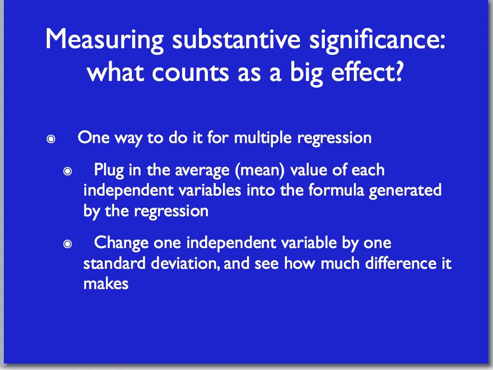One way that people often do this for multiple regression is they plug in the average or mean value of each independent variable into the formula generated by the regression. So suppose the mean value for oil wealth was 0.5, you'd put that in the regression. You do that for all of the variables, and it comes up with some prediction of what the dependent variable should be. Then you change one independent variable by one standard deviation and see how much difference it makes. If it doesn't make a big difference, that means that there's not a big effect. If it makes a big difference, there is a big effect.